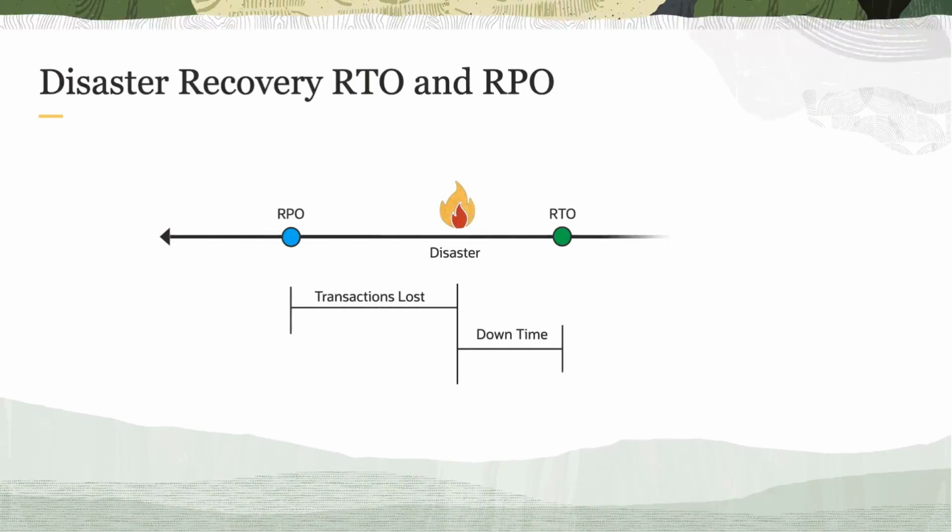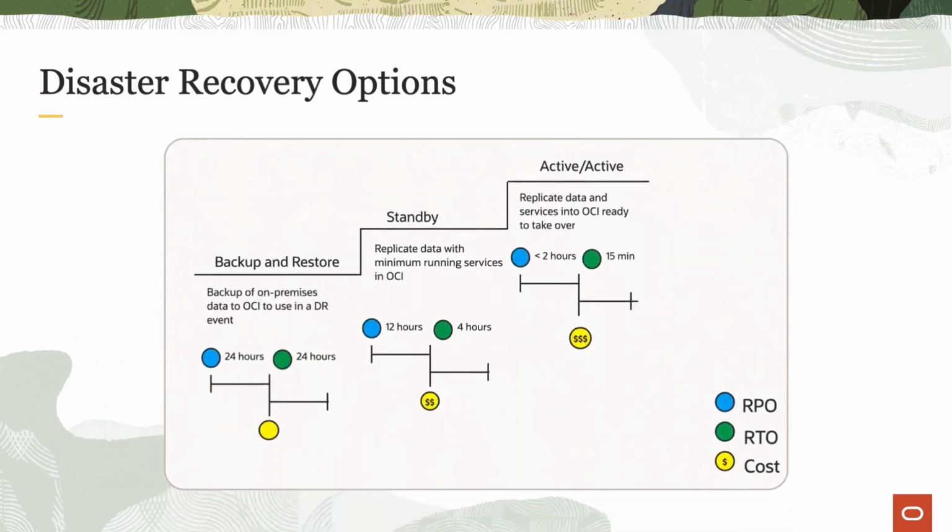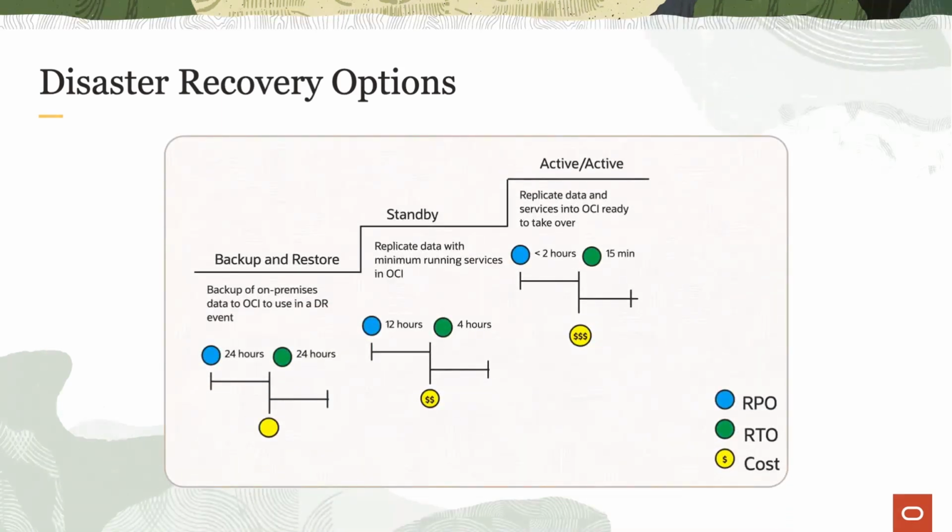RPO, Recovery Point Objective, represents the time between your last backup and the disaster event. You can also understand RPO as the amount of data that your company can afford to lose. RTO, Recovery Time Objective, represents the time that an application or system can be down without causing a substantial damage to the business.